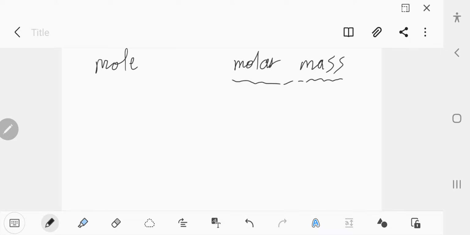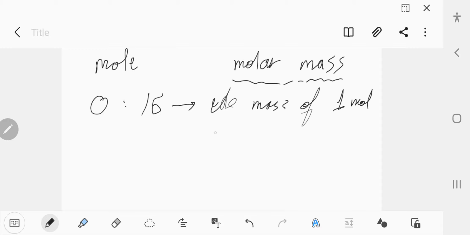So, for example, when we're talking about oxygen in the periodic table, the mass number is 16. This is the mass of 1 mole of O, and not O2, only O. Because as we said before, the mass number in the periodic table is the average measurement of the masses of all isotopes known for the elements.